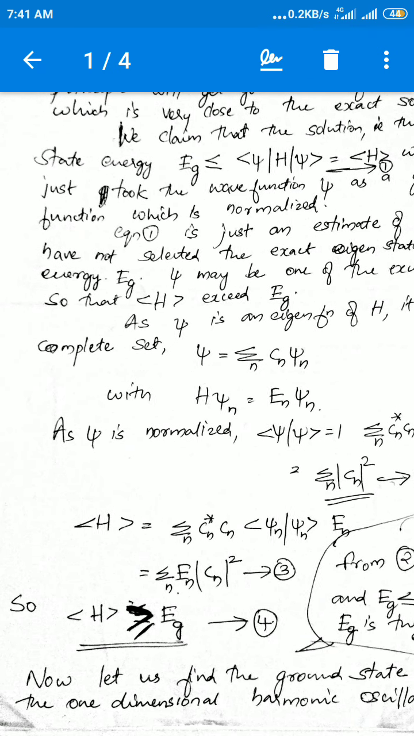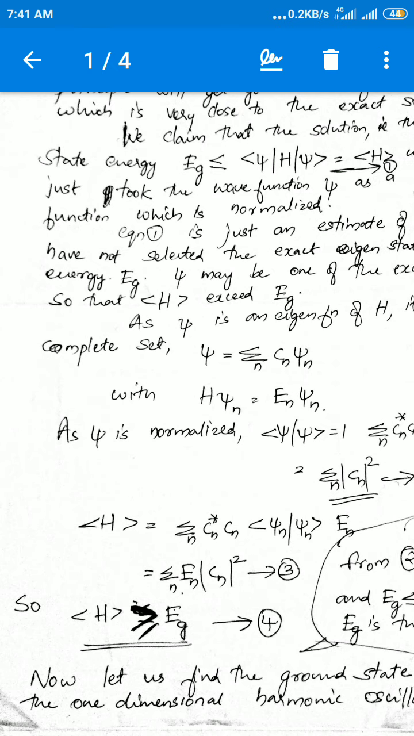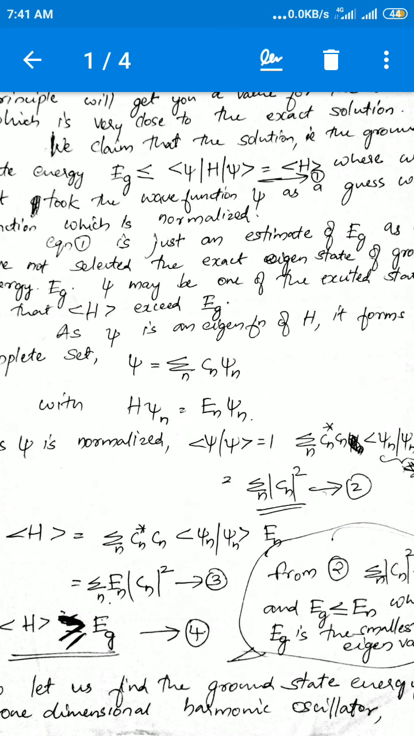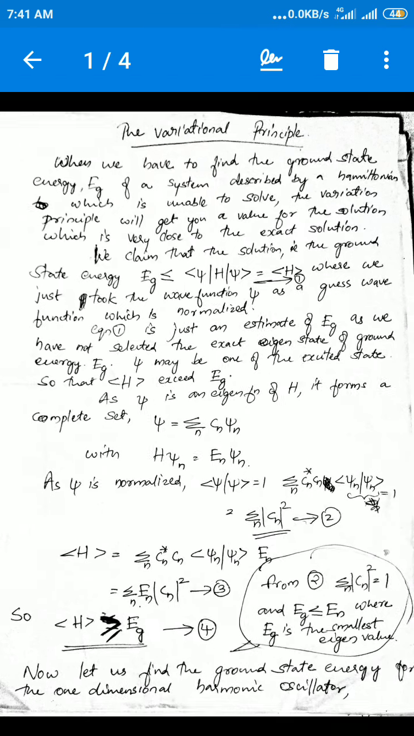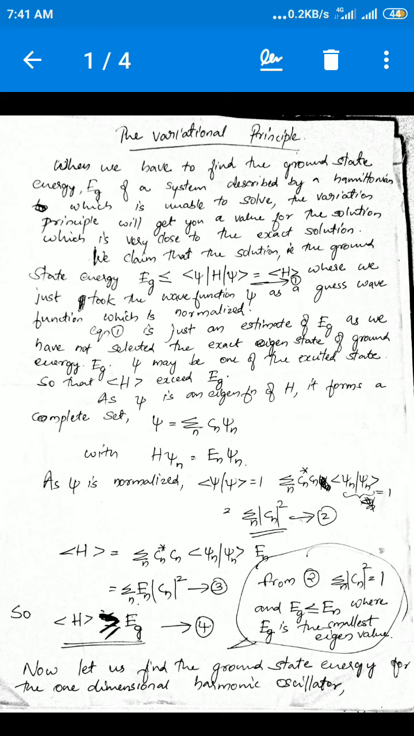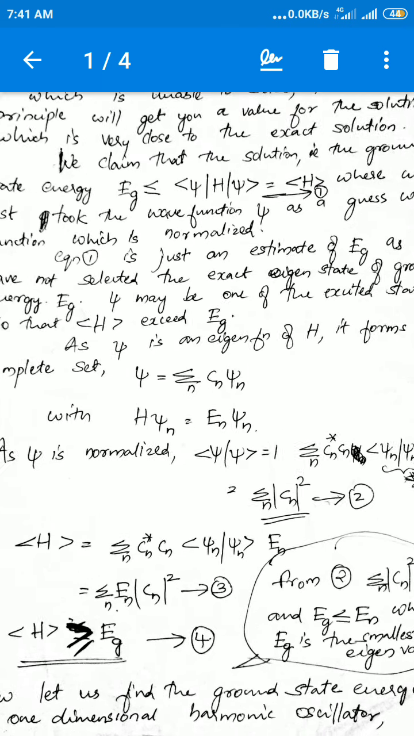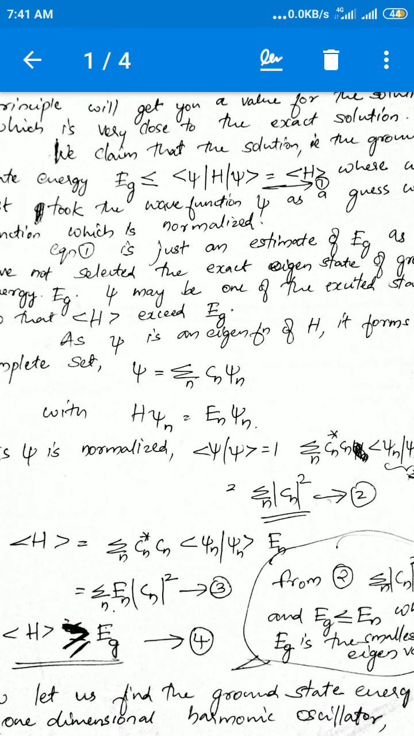Okay, now here we can say that sigma n modulus Cn square is 1. We have already written it in equation 1. So the H expectation value always represents the value of energy, isn't it? So it is En, isn't it? I have not written it here. After equation 3 you can write the expectation value of H is equal to En, only En, without sigma n. Sigma n modulus Cn square is 1. So the H expectation value is En.